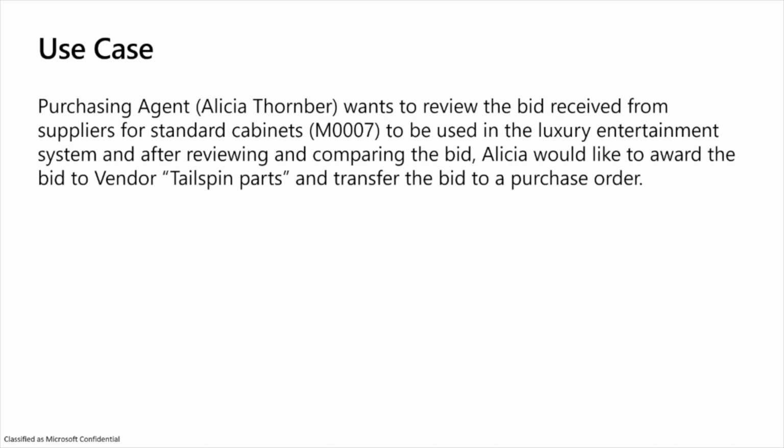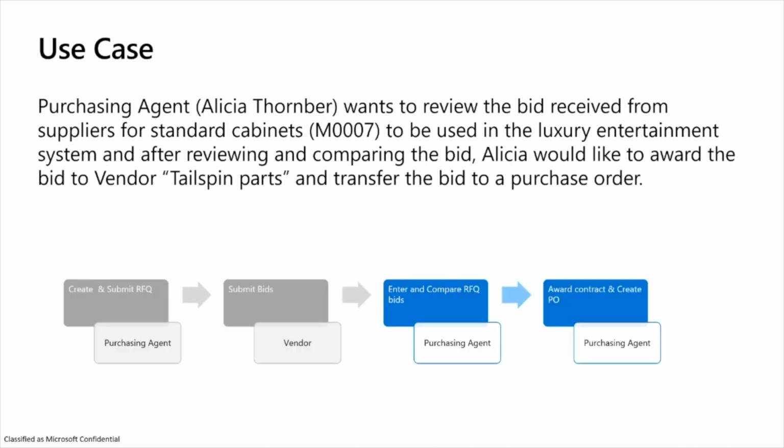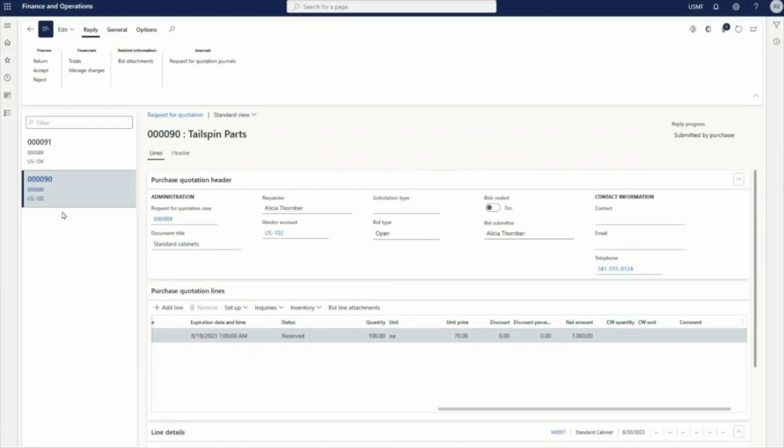So as you can see, after the creation and submission of the RFQ by the purchasing agent and receiving responses to the bid by vendors, in this use case, the purchasing agent will enter responses to bids from vendors who do not have a vendor portal, and after comparing the RFQ bids, the contract will be awarded to vendor Tailspin Parts by creating a purchase order. So let's go and look into the system.